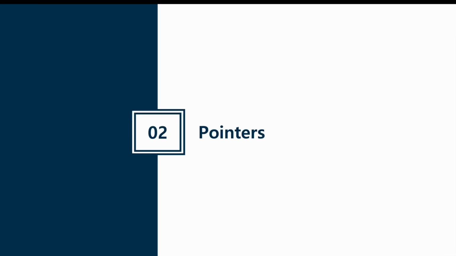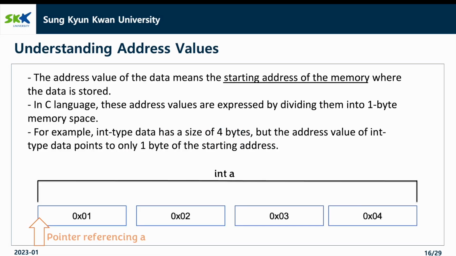This time, we will learn about pointers. Before learning about pointers, you should first understand the address value in C. The address value of the data means the starting address of the memory where the data is stored. In C, these address values are expressed by dividing them into 1-byte memory space. For example, the int type variable a is actually 4 bytes, but the address of a is 0x01, the first address of memory occupied by a.